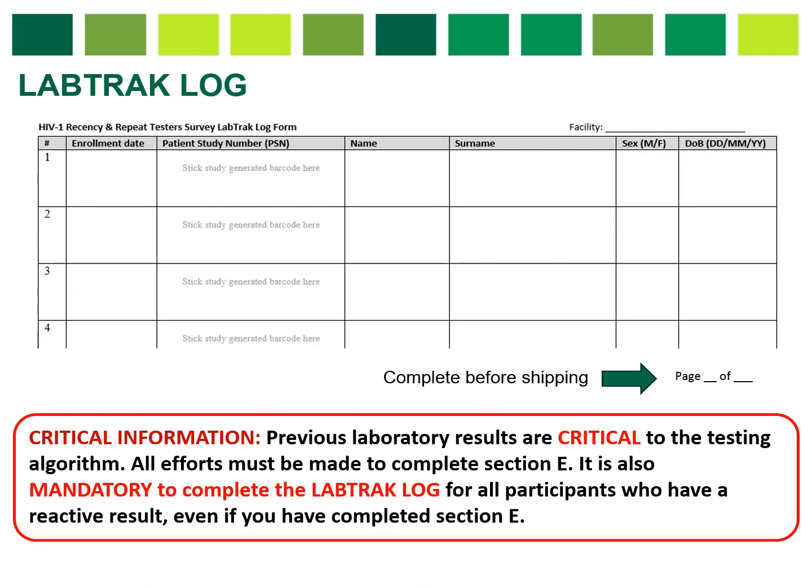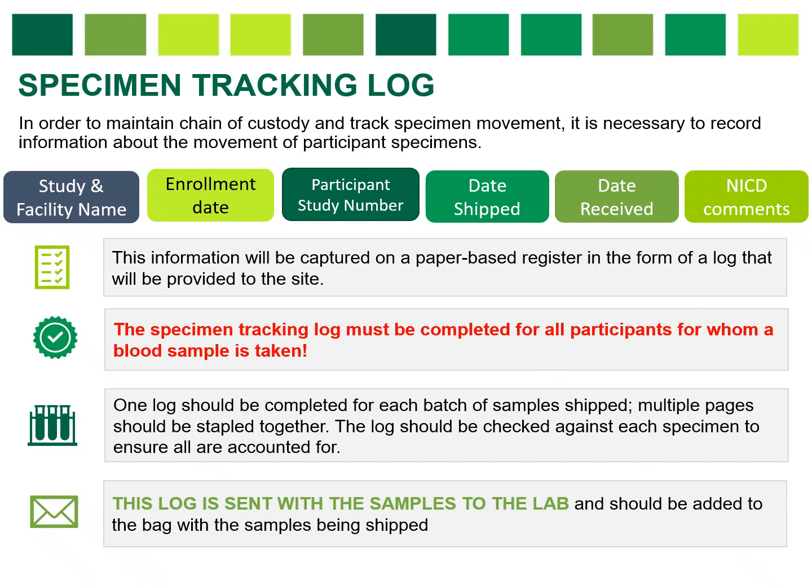So as you can see, this is what it looks like. We've got the enrollment date, so that's the day that you are taking the blood sample, the participant study number, which is the barcode, their name and surname, their sex, and the date of birth. If you have more than one page, it's important to complete that there are going to be multiple pages, and there's a place for this at the bottom of the page.